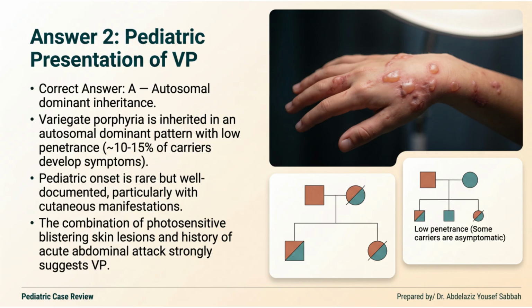Variegate porphyria is inherited in an autosomal dominant pattern, but with low penetrance. Only around 10 to 15% of carriers actually develop symptoms. This means option D is incorrect because penetrance is far from complete. Pediatric onset is rare but well documented, and when it does occur in children, it tends to show cutaneous manifestations, as in this boy. The combination here is very telling. Photosensitive blistering skin lesions, together with a past episode of an acute abdominal attack, strongly suggests variegate porphyria, because that mixed picture is its hallmark.